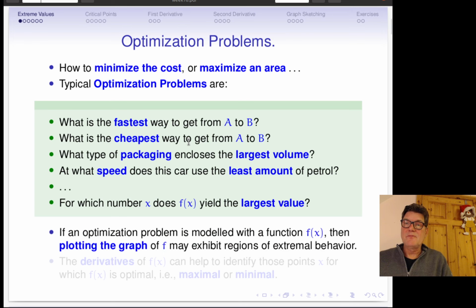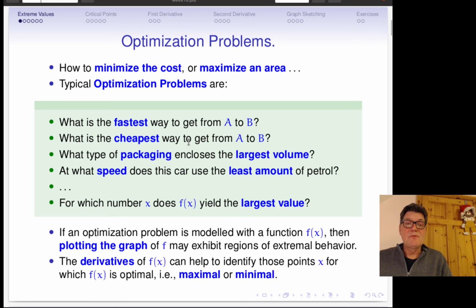So if an optimization problem can be modeled through a calculus function f, then plotting the graph may help to answer such questions, may exhibit the regions of interesting or extremal behavior. And it turns out that the derivatives of the function, which is used to model the problem, can help to identify those points where f of x is optimal, maximal, or minimal, or extreme.